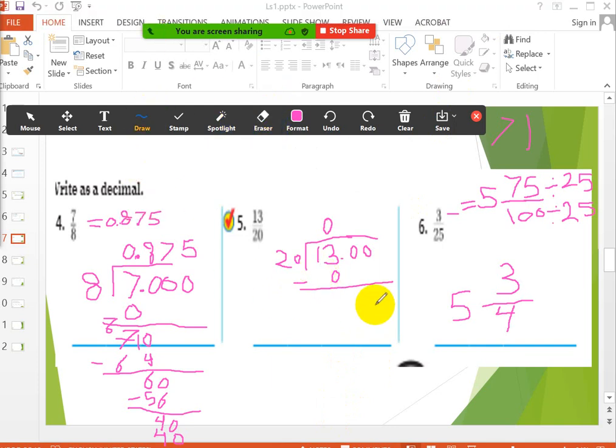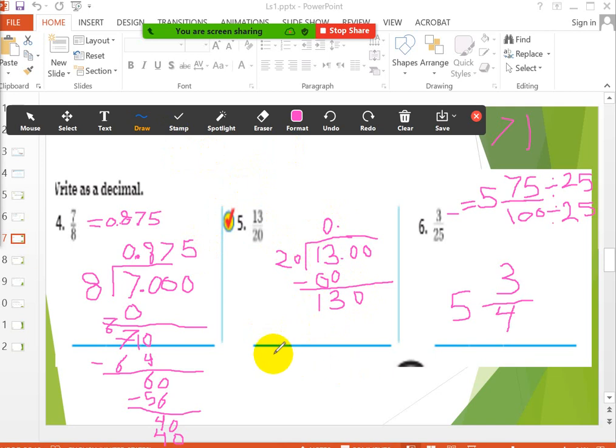Okay? 13 minus 0 equals 13. I have the decimal point. I will take it and put it up in the quotient over the dividend. So then I will take the 0. So 130. Can I divide it on 20? Yes, of course. What is the number that I will multiply it with?